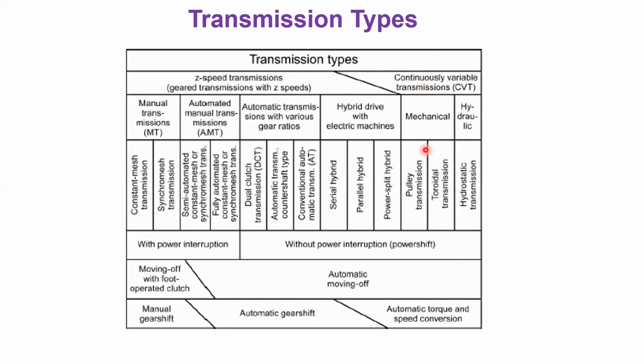Again, CVT can be operated through mechanical means or by hydraulic means. When going for a mechanical one, the power gets transmitted through a pulley, or it can be a toroidal transmission. Hydraulic is by hydrostatic transmission. In the case of a manual gearbox, you go with a manual gear shift, and in the case of an automatic gearbox, you go with an automatic gear shift. And again, you have automatic torque and speed conversion when you're going for the AMT or AT.